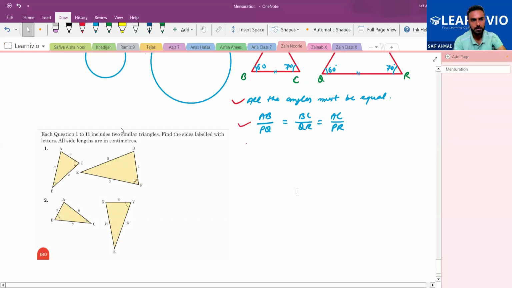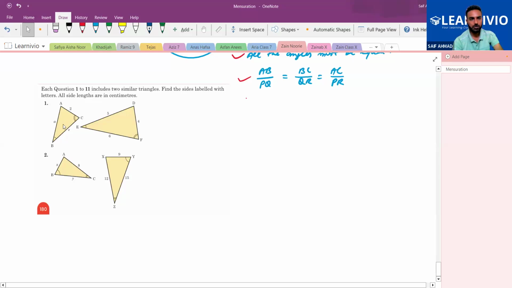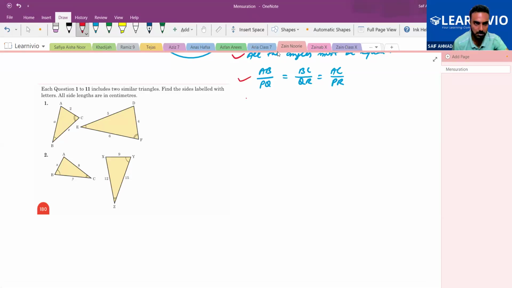See this question. Each question from 1 to 11 includes two similar triangles. Find the sides labeled with letters. All side lengths are in centimeters. So they are similar, it says in the question. We have to find the sides labeled with letters. We know that if the triangles are similar, the sides will be in the same ratio.